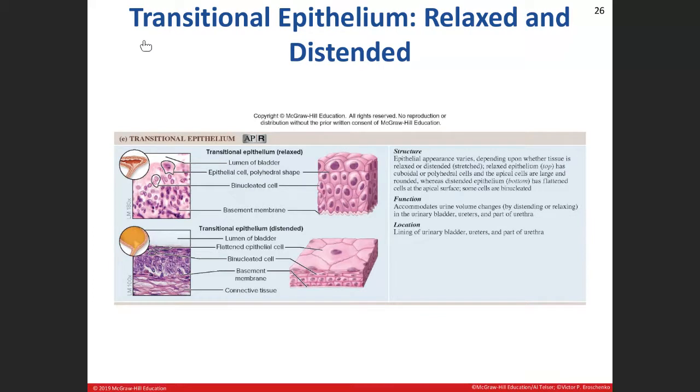Oh, and then of course the binucleated cells. Let me zoom in a little bit more. That's the cell that has two nuclei. You can see it a little better on some of these. Here's one right there. See that? You've got these two dark staining dots inside the one cell. That's the binucleated cell.